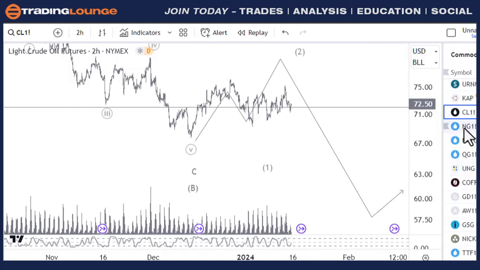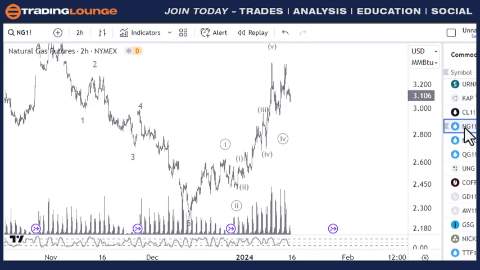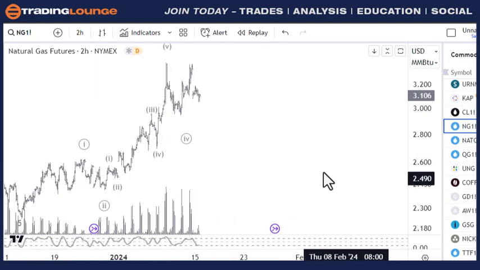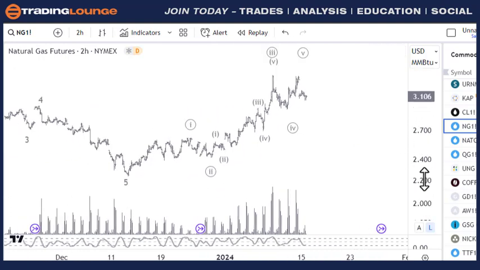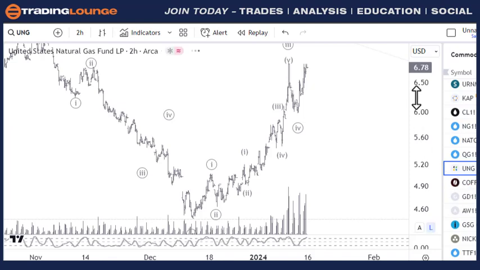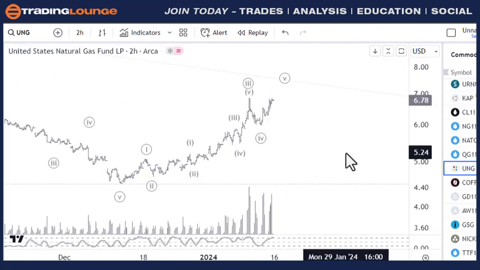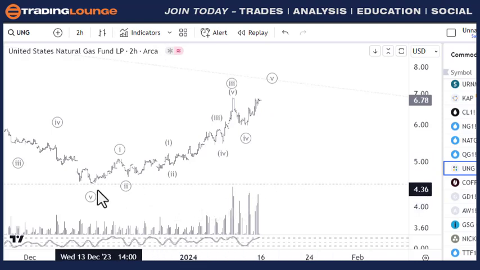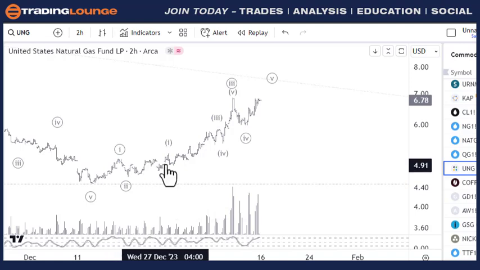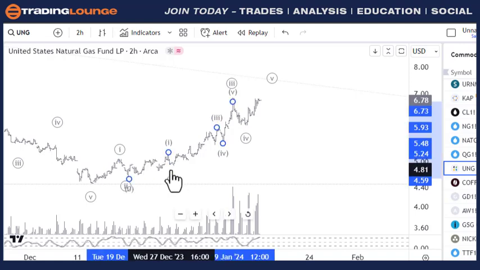So that's that. Then we come over to natural gas. We do have NG in the commodities as well. There's a couple of accounts here. I'll just go to UNG here, which is the gas fund. Looking at this, obviously this would be wave 1 and 2 here. Then we've got 1, 2, 3, 4, 5 for 1 and 2 here.